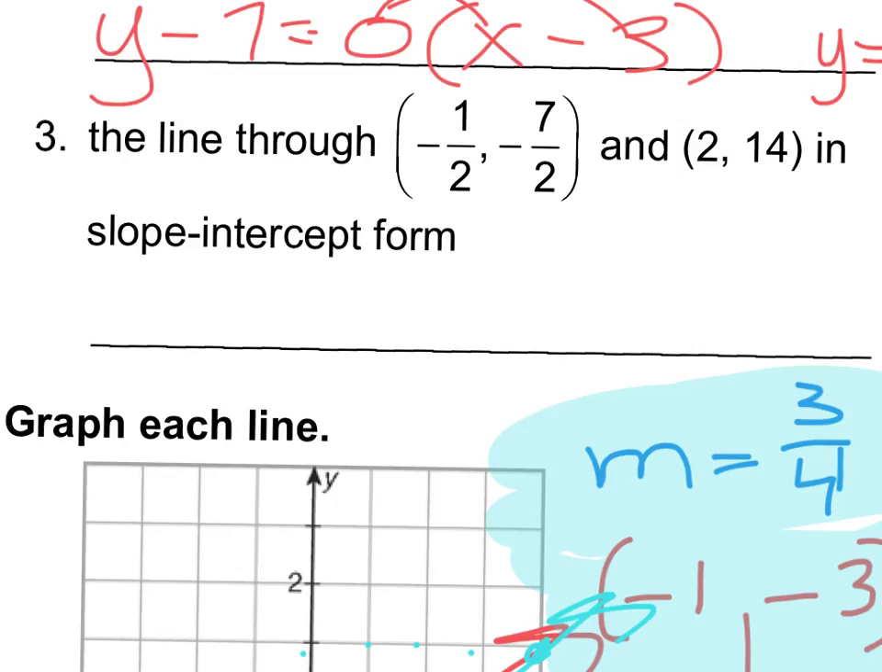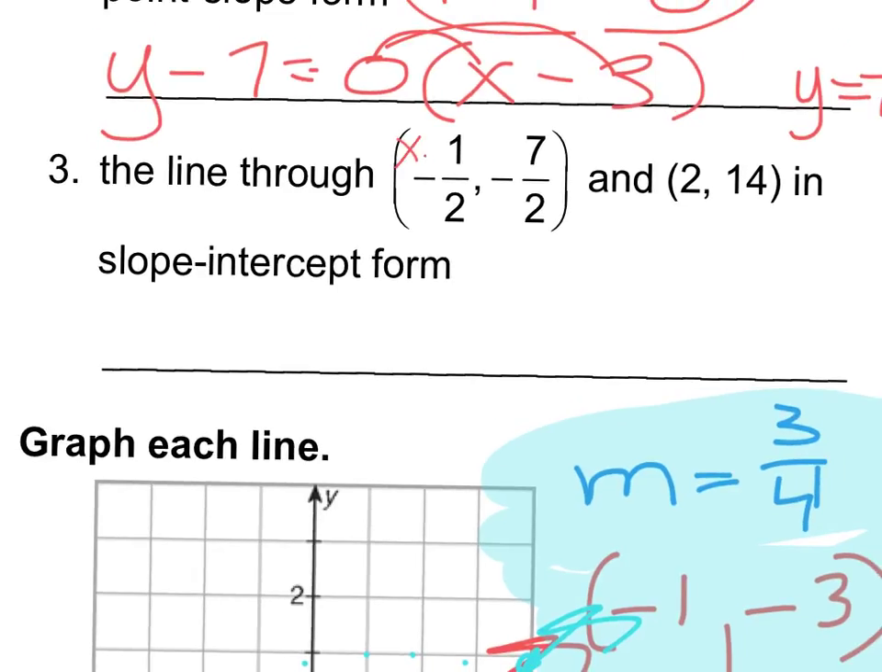All right, the line through (-1/2, -7/2) and (2, 14) in slope-intercept form. So I have to find the slope. This is my x1. This is my y1. This is my x2. This is my y2. So 14 minus a -7/2 becomes +7/2 over x2, which is 2, minus a -1/2 becomes +1/2.